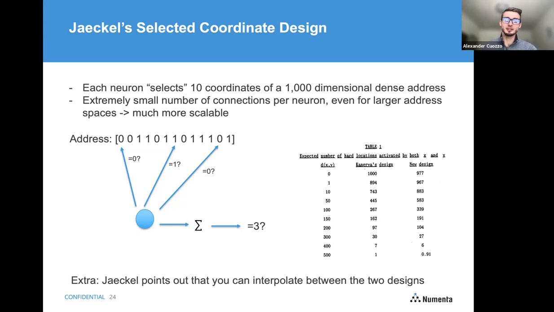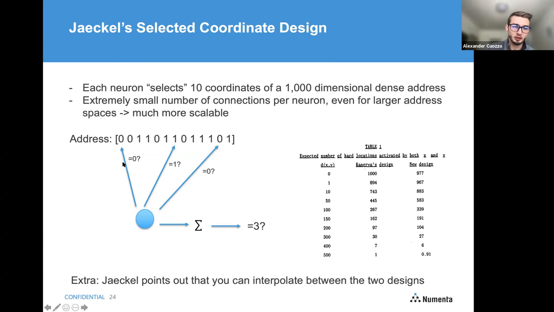So then instead of having each neuron pay attention to all the bits in the address, it just checks for equality and says, is the bit at this address equal to zero? Is the bit at this address equal to one? Is it equal to zero? And you sum, and then you say, is it equal to three? So it checks for exact sparse subsets of the address space and checks to make sure that it matches with its address.